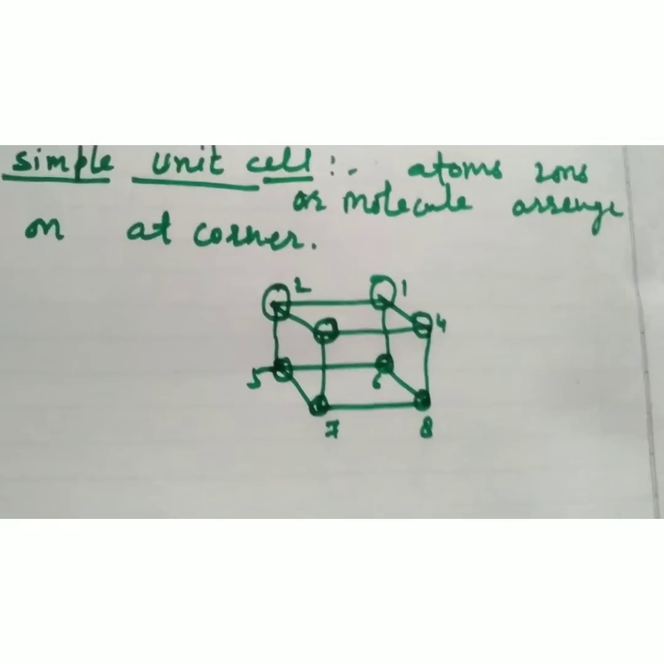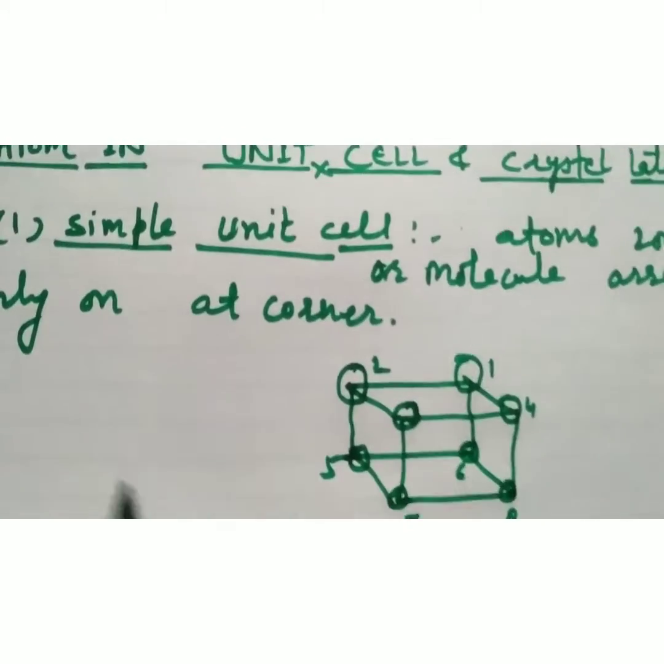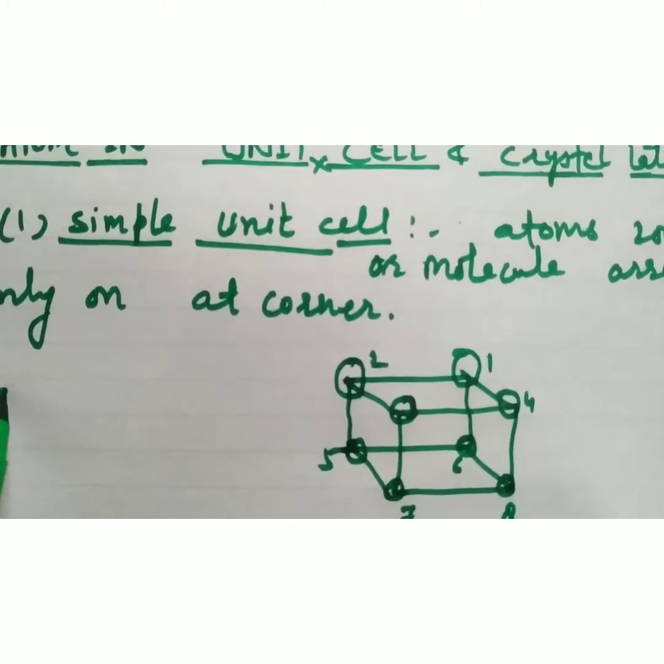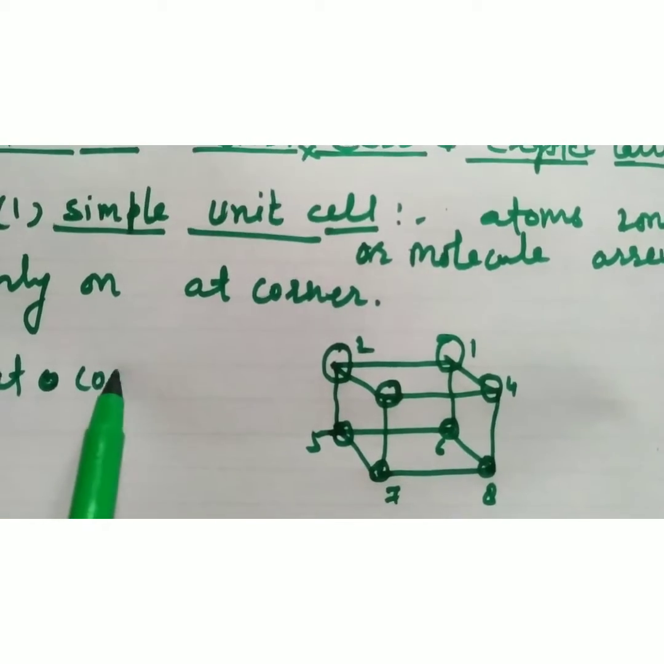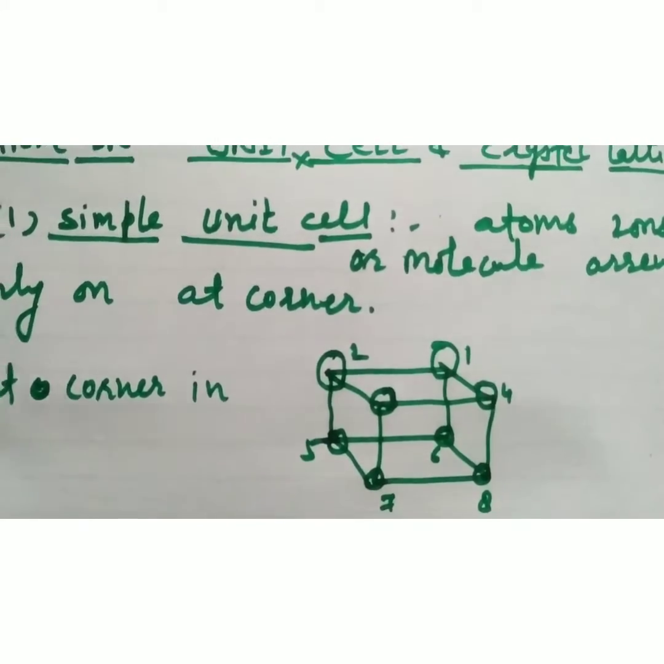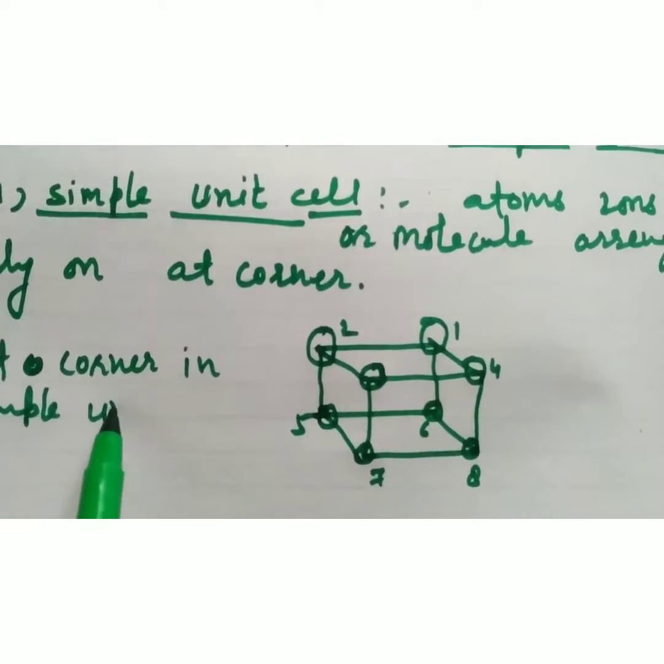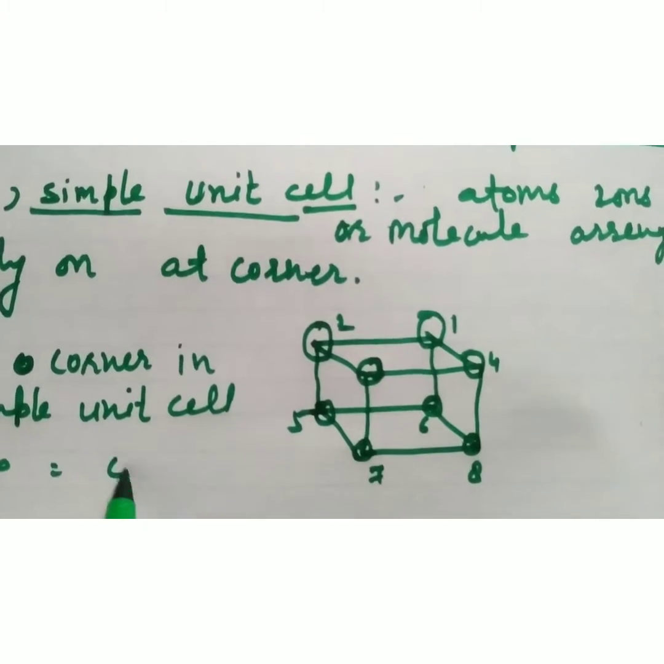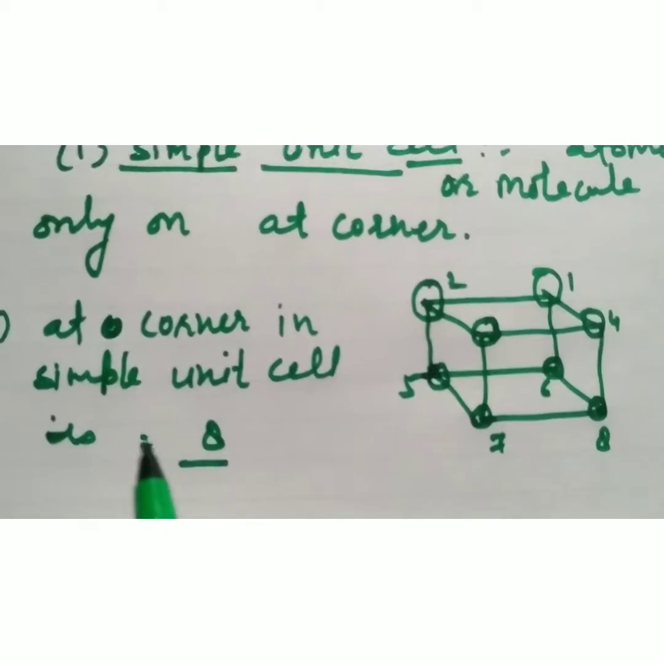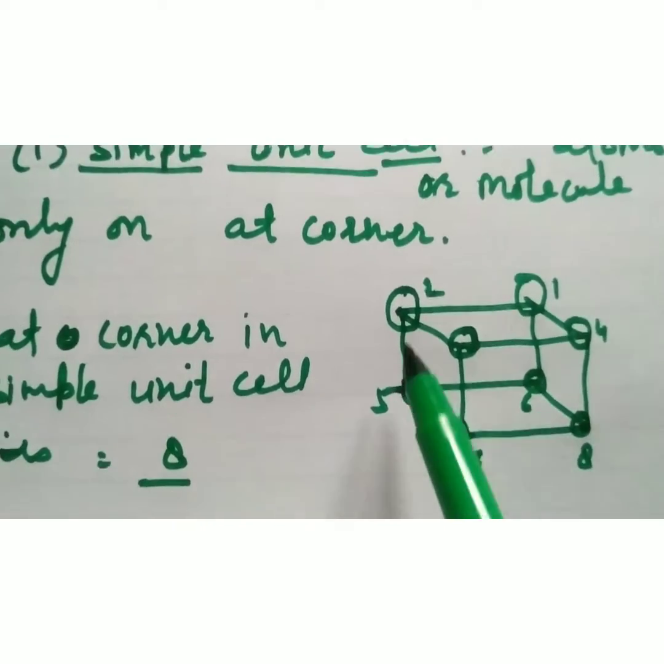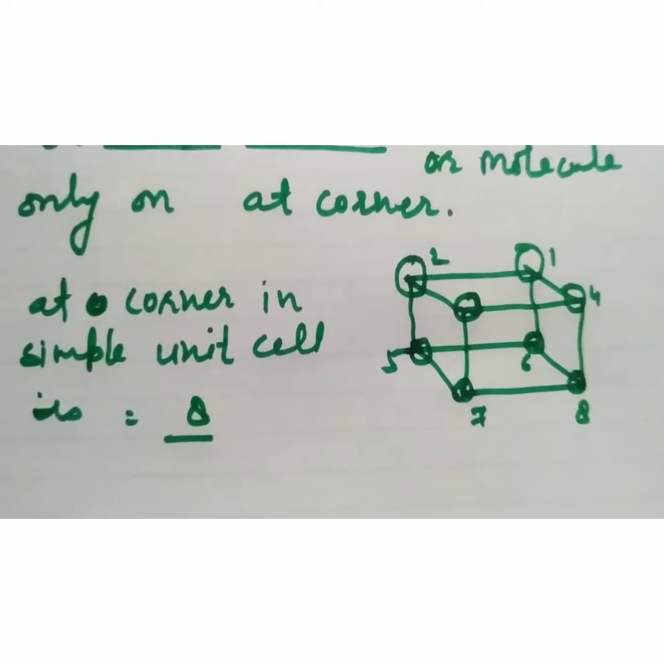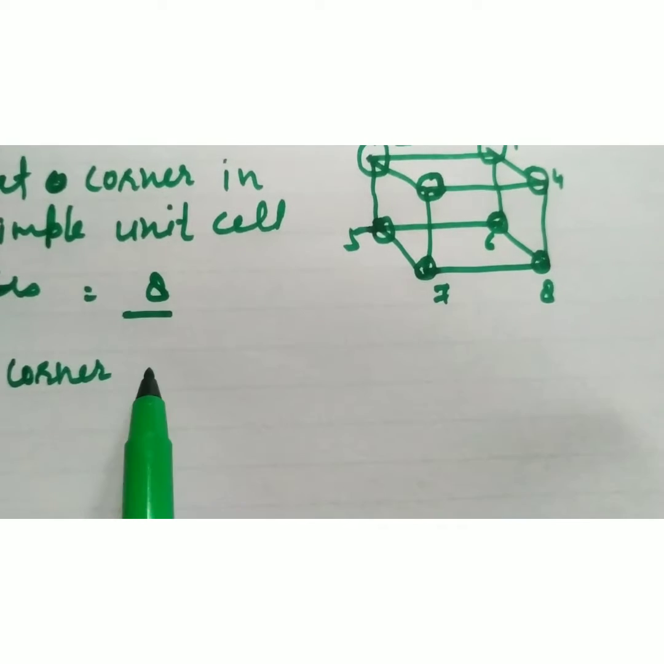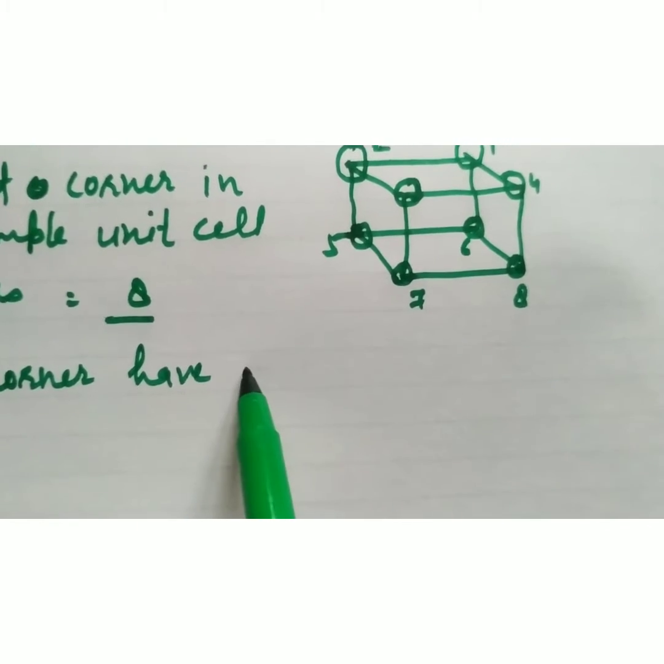Clear? So case first: the number of corners in a simple unit cell is 8. There are 8 corners in a simple unit cell. Clear? Now one corner has one atom.